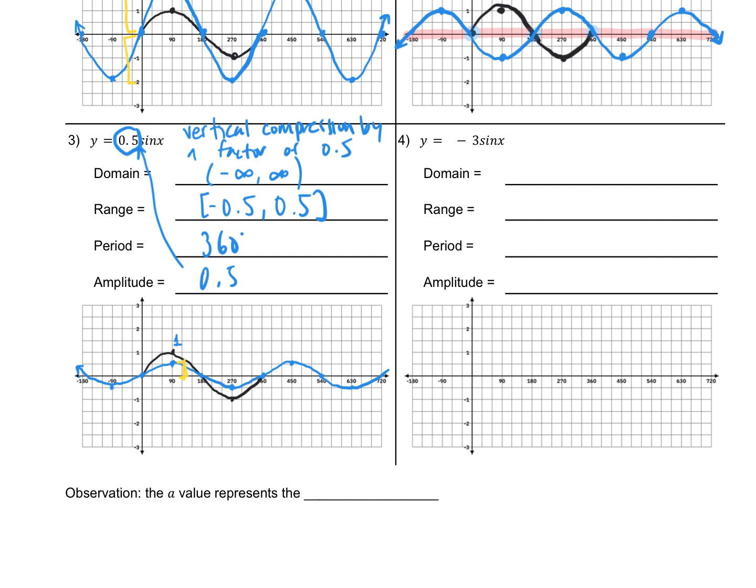Alright, last one. Y equals -3 sine x. Well, we have a negative, which means we're going to reflect over the x-axis. So now that we've dealt with the negative, let's look at the 3. If I multiply something by 3, I'm making it bigger, so that means we have a vertical stretch by a factor of 3. So, base function: 0, 0, 90 at the maximum, 180, 0, 270 at the minimum, 360 at 0.